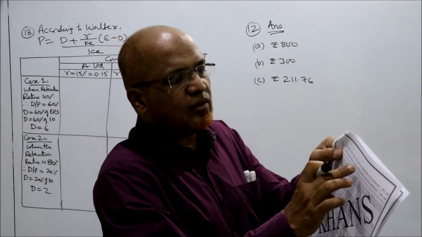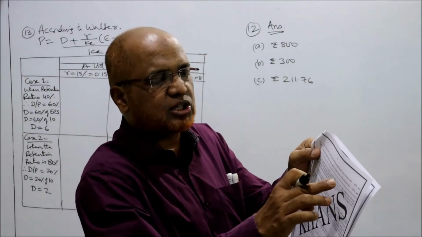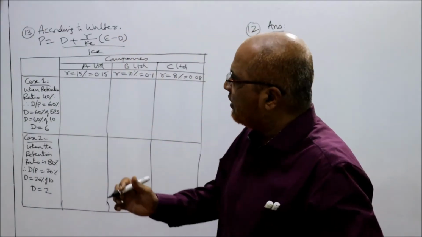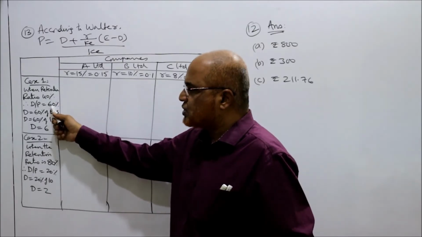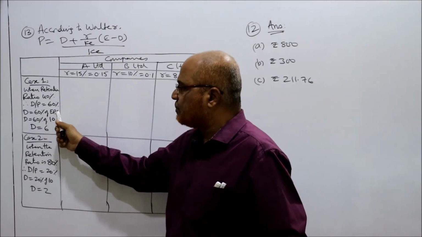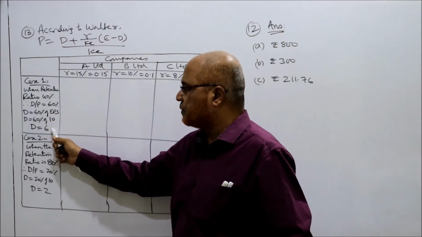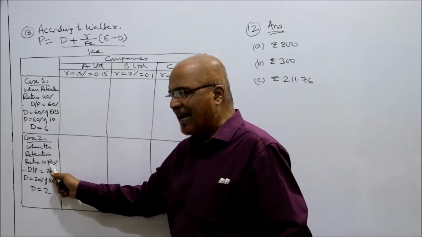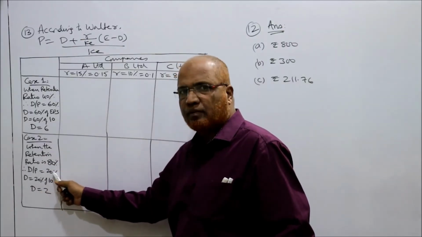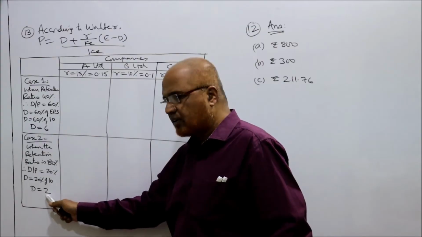What is the market value of the share under Walter's model if the retention rates are 40 and 80? When retention ratio is 40, DP ratio 60. So D is equal to 60% of EPS, 6 rupees. When the retention ratio is 80%, DP ratio is 20%. So D is equal to 20% of 10, 2 rupees.